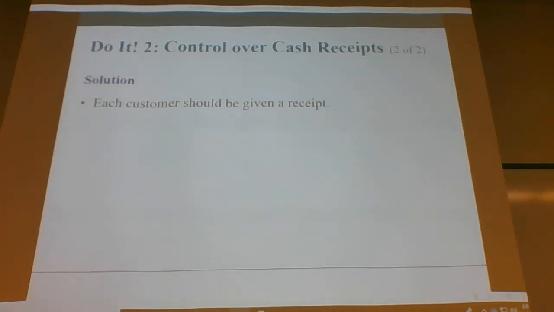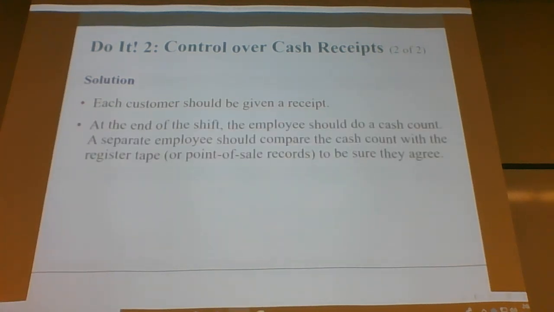Each customer should be given a receipt. This is so the employees cannot figure out, for example, if they order a number 3 combo and they know that always comes to $7.50, they can charge the customer the appropriate amount, send the order to the kitchen, the customer gets their food, they pay for their food, and the employee has $15 that they never ran through the register. So we need a receipt to the customer so that employees cannot, what's called, palm the transaction and steal money that way.